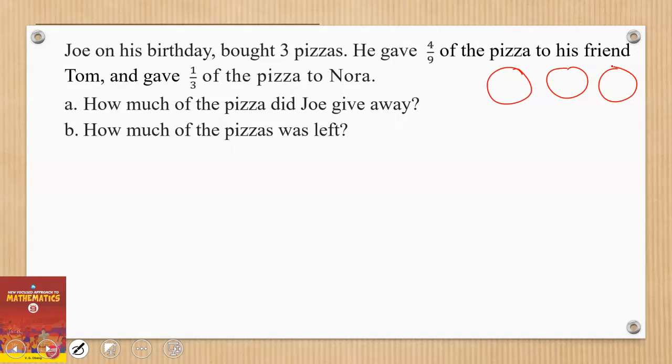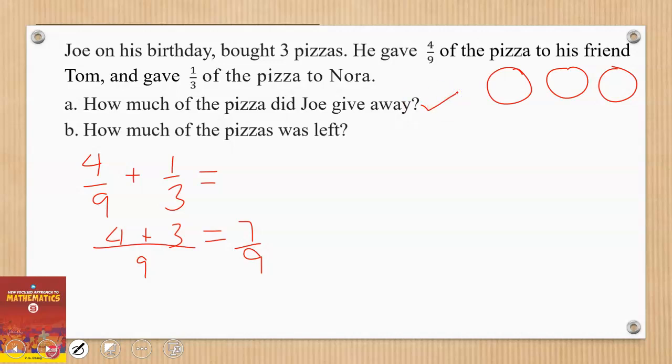So let's look at how much was given out. He gave 4/9 plus 1/3 out. Now we are going to add these two. Of course, we can find the LCM. You know how to find the LCM. And the LCM here is 9. So 9 can divide 9 as 1, times 4 will give us 4 here. 3 can divide 9 as 3, times 1 will give us 3 here. Put together will give us 7/9. So it means that when we add these two fractions, this is what we have. So that even answers the first question, which is how much of the pizza was given away. And so we can say that 7/9 of the pizza was given out.